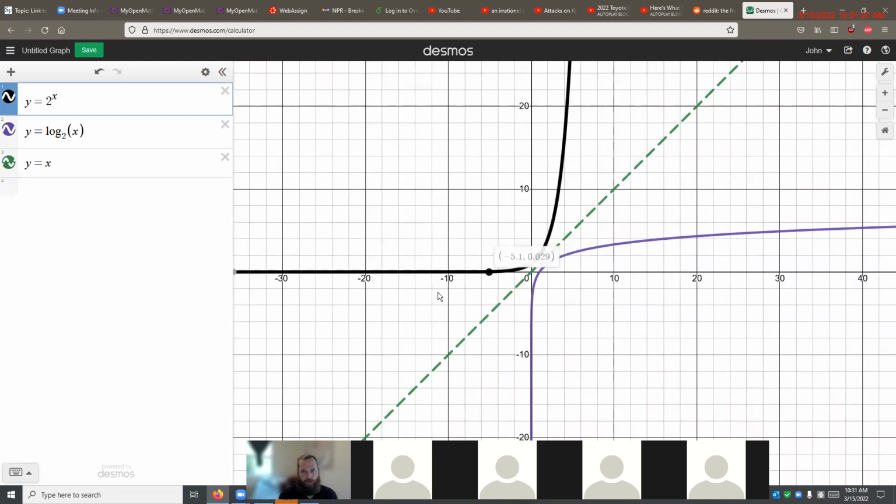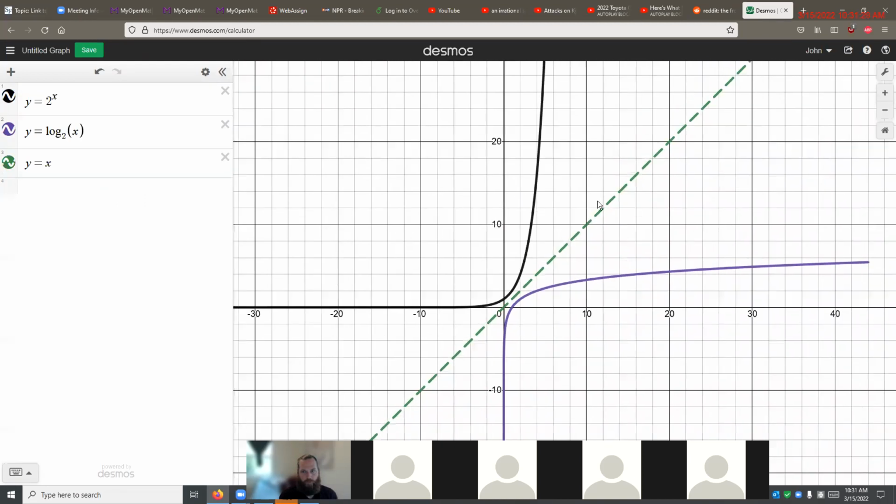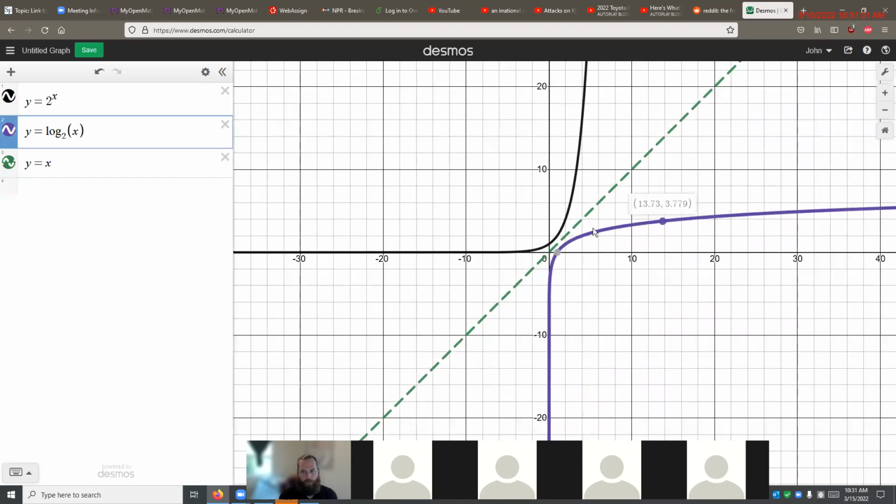See, if I take this black function and I flip it over this green line, I get the purple function. If I take the purple function and I flip that graph over the green line, I get the black function. When I said the graphs of f and f inverse are always symmetric about the line y equals x, that's what I mean. And it's precisely the same thing as saying you flip over the points, right?